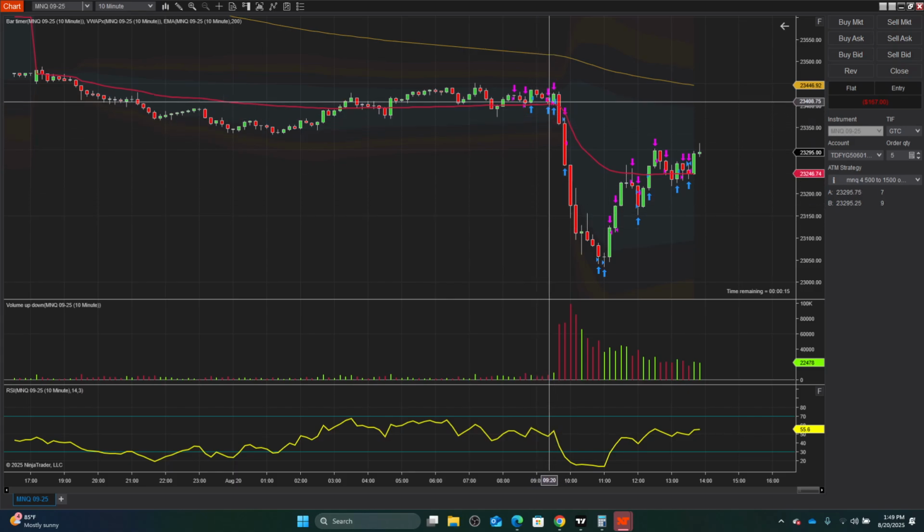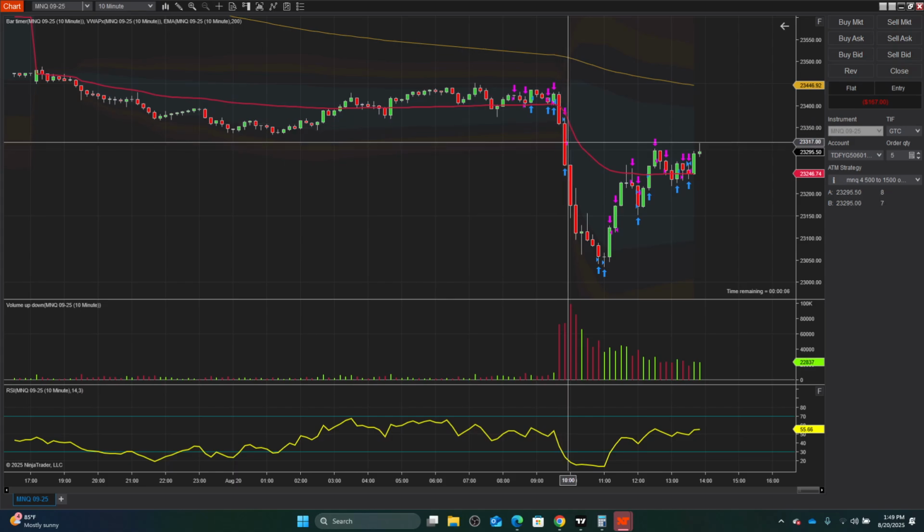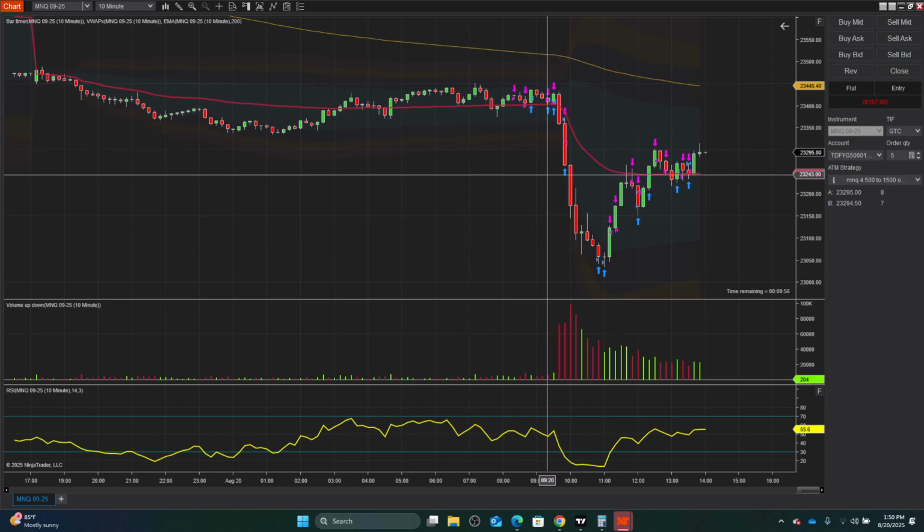I oversized. I should have sized lower, smaller, and maybe shorted the market as we moved right below the view up here and held the position. That would have been $200 on 2 MNQ. That would have been 4 times 200, which is $800, which is a really good trade on 2 MNQ. You can see the market.